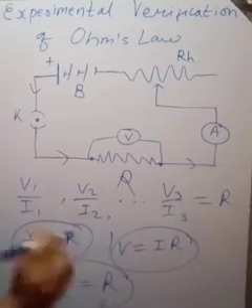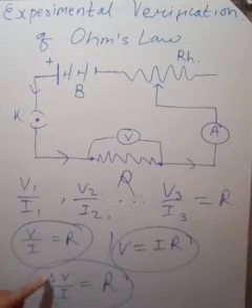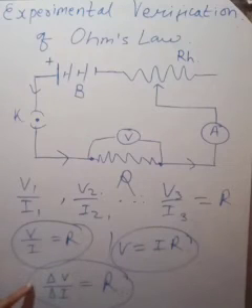This experiment is applicable to find the resistance, and this del V by del I is known as the slope, and this slope gives the resistance.